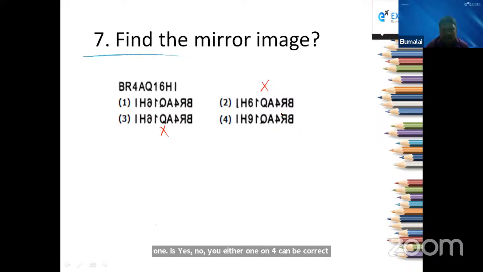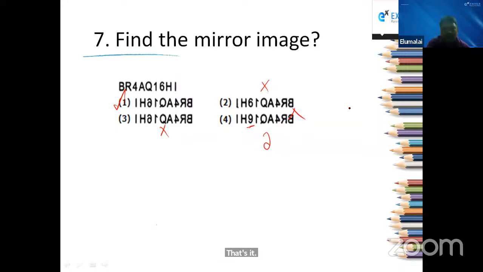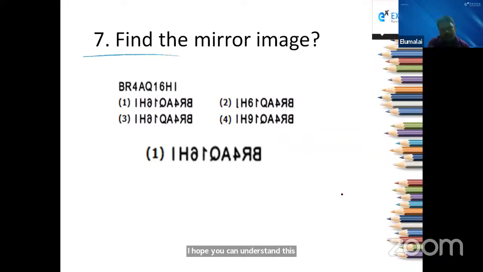If we search for other things, then B or 4, A, Q, 1. Yes. Here, it's similar, it is 6. Right. Here, it must be 6. Like it should be like this, not this one. Like 9. Right. So this option can be eliminated. Right. So we are left with only one option. That is option 1. That's it. I hope you can understand this. Right.